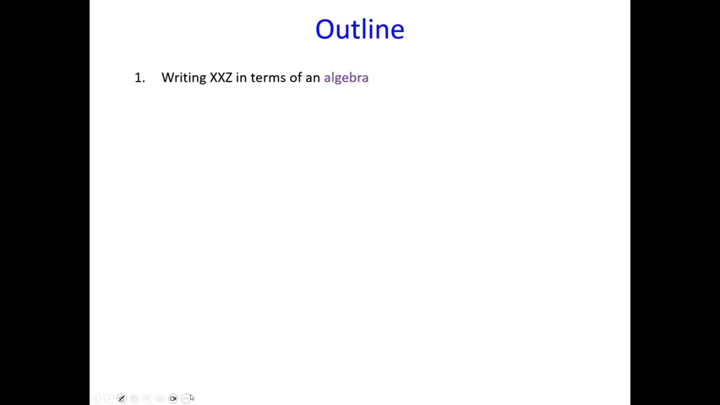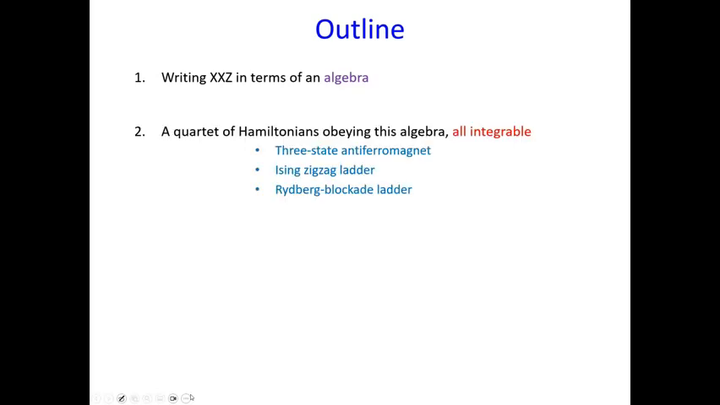I'm going to take the XXZ chain, which I hope everyone has at least heard of, something much more familiar than this Rydberg-blockade chain I wrote down. And I'm going to rewrite it in terms of an algebra, and I'll say what I mean by that. What this buys you is four Hamiltonians that are related to each other. They're all integrable. XXZ is integrable, and all the ones we obtain in this fashion are integrable. Those are their names, and one of them is our friend, the Rydberg-blockade ladder that I described.